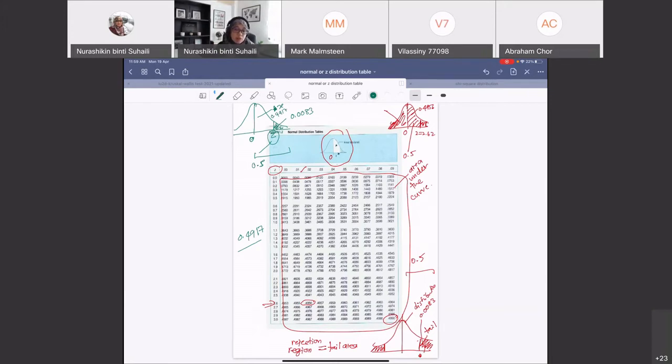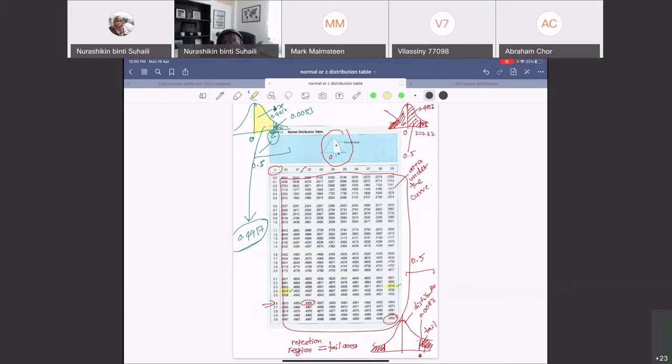Why do you need to get the X area? Because you want to find the Z value. Okay, now you know that this one is 0.4917, right? So how are you going to find the Z value? The values inside the table are the area. You have to go from inside to outside. What I mean is that for 0.4917, you have to find where it is. Or if you cannot find exactly the value, you should find the nearest value. For example, it's actually between 0.4916 and this one, if you can see from the table, because there's no 0.4917.